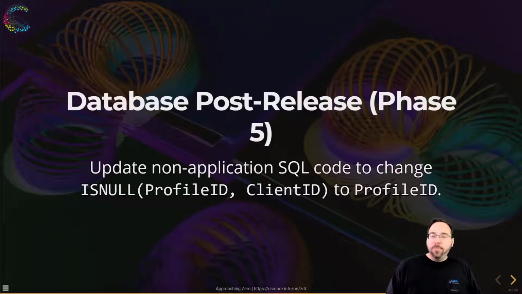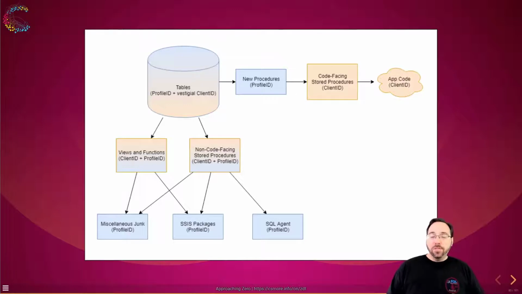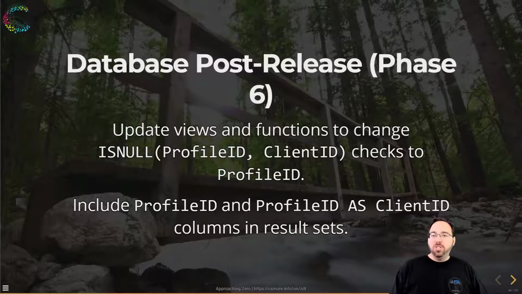Then update the non-application SQL code to just look at profile ID. So all the stuff at the bottom layer is now fully blue. Next up, we can start rolling up. So change those views, change those functions to just use profile ID.